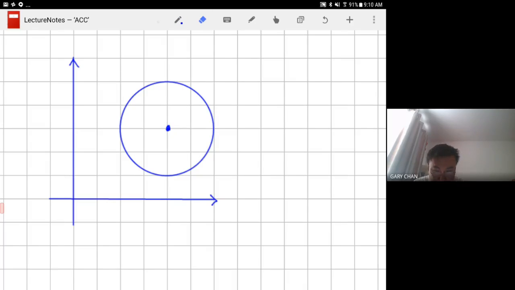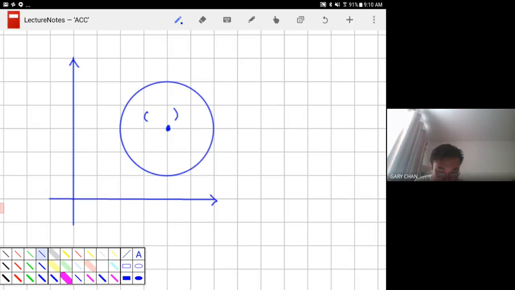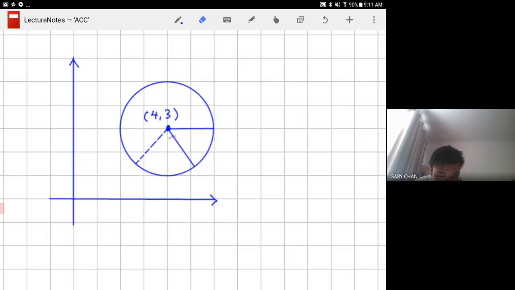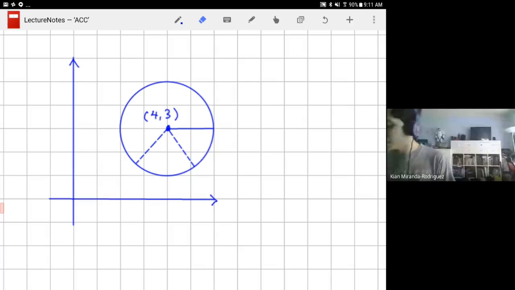So here, in this case, what's the coordinate of the center? Guys, what's the coordinate of the center? 4, 3. It's 4, 3. Chris, what's the length of the radius? Two units. It exactly is 2 units. Thank you for that. So the length of the radius will be 2 units anywhere we go around the circle. Agree? Everyone agree with that? Kian, do you agree with this? Yeah, he's just muted. Yep, I agree. You agree. Thank you for that.